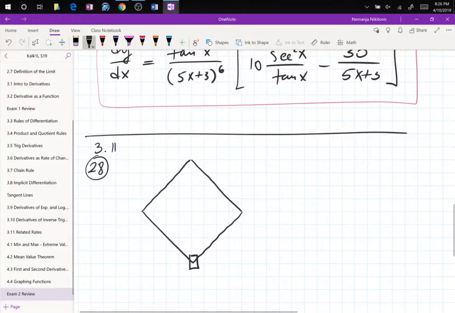Home plate. There we go. First base, second base, third base. 90 feet over here, 90 feet over here, right angle there. So we're going to have a player. This is the same as those airplanes. There's a player that is going to go this way, there's a player that's going to go that way.